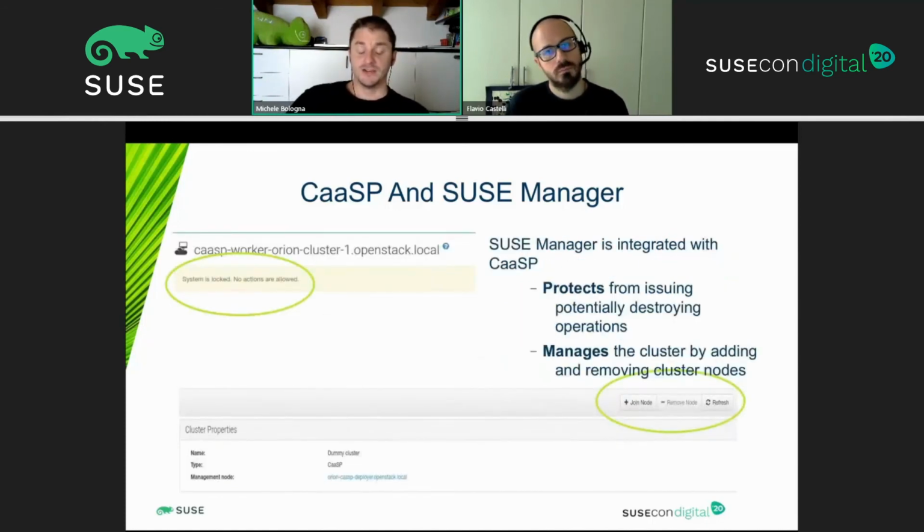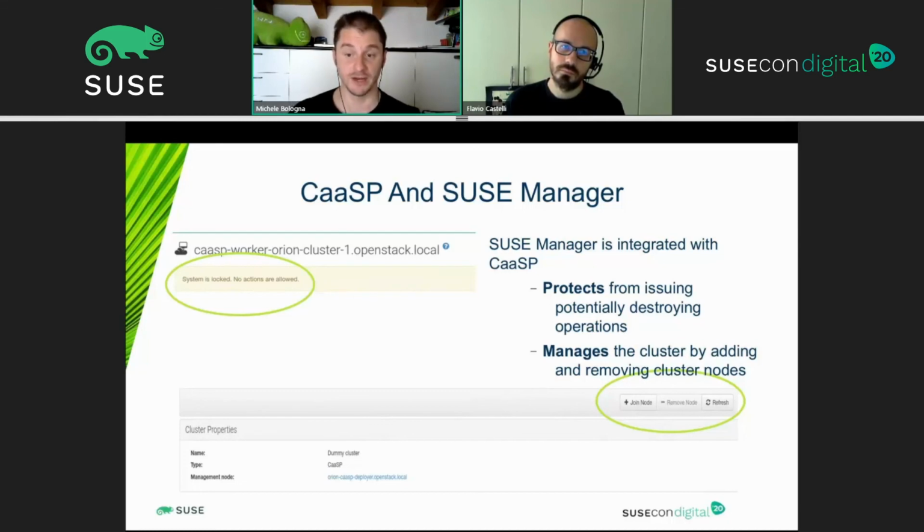Finally, what is the additional benefit of running CaaSP and SUSE Manager? First, SUSE Manager protects CaaSP nodes, so you will not be able to destroy your cluster by issuing some potentially destructive operation on a CaaSP node, for example, rebooting a node. As soon as SUSE Manager registers a node that has CaaSP installed, there is a limited set of actions that you cannot issue on that node in order not to destroy your cluster. And one other benefit is that you can join and remove nodes from a cluster using SUSE Manager. So you can grow or shrink your CaaS cluster using SUSE Manager, no more command line.